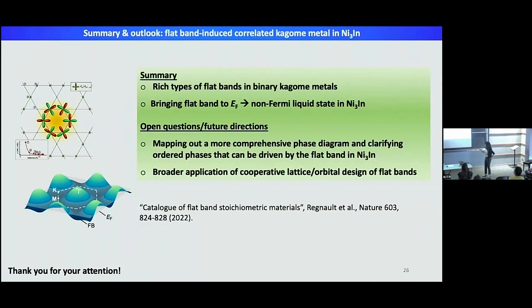I hope I have shown you that kagome lattice metals can be an interesting material platform to look for flat band states, and by bringing the Fermi level to the flat band, we are able to see some pretty unconventional transport behaviors. I have to say that our understanding of what's going on in this compound is still preliminary, and we really hope to borrow some of the wisdom from the heavy fermion community to help us understand what's going on in our system.